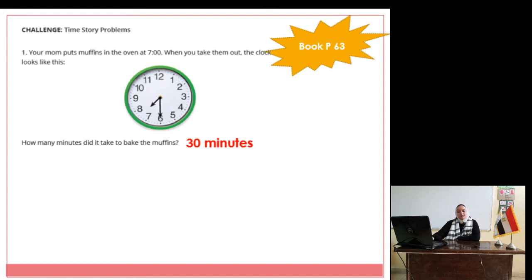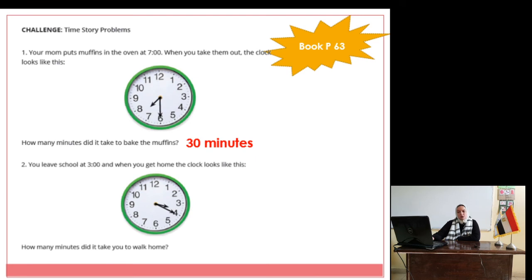Okay, in the next exercise, you leave school at 3, and when you get home the clock looks like this. It became 3:20. 3 o'clock means the long arm is on 12. Now it's standing on 4. How many minutes did it take you to walk home? We are going to count by 5. Okay, so it will be 20 minutes.